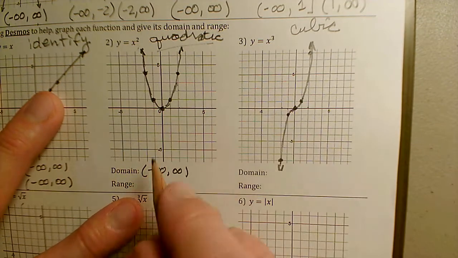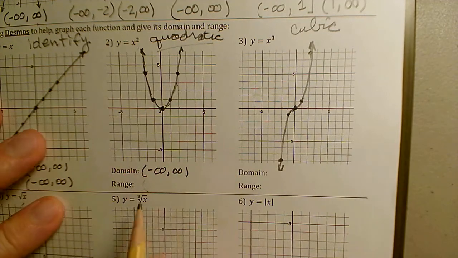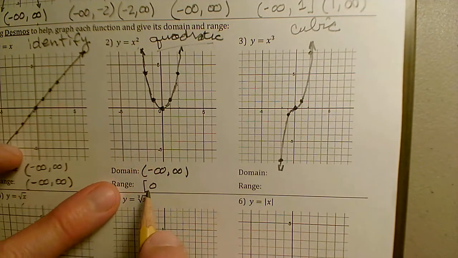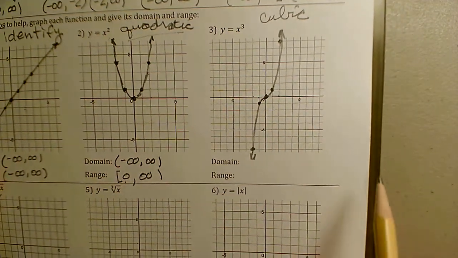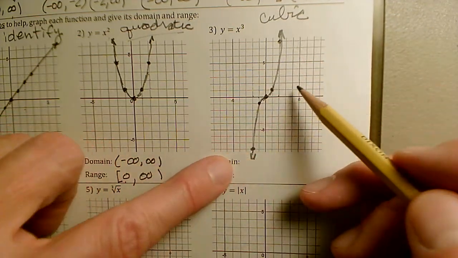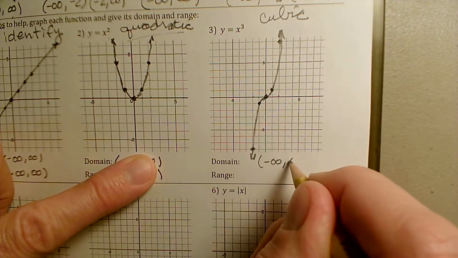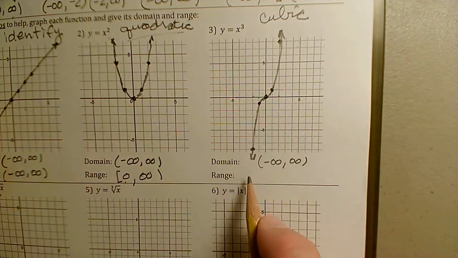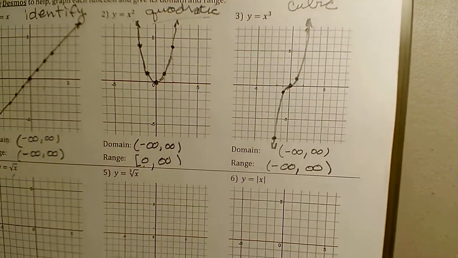Not all quadratics, but for this one, we can go down to a value of 0. The lowest value is 0. And it actually takes on a value of 0, so it's a closed bracket, and then up to infinity. Okay, this one acts sort of like a line. It keeps going. You can put any x value in you want, so there's no limit in the x value. So that's -infinity to infinity, and the range can go as high and low as you want. So also all real numbers, -infinity to +infinity.